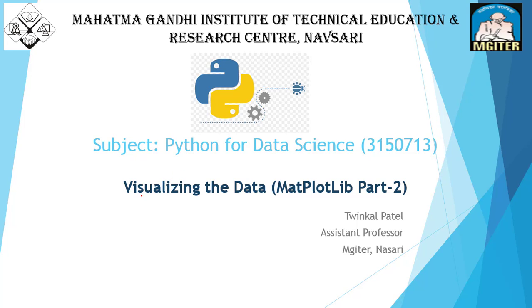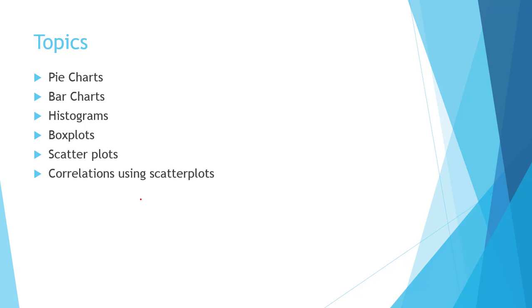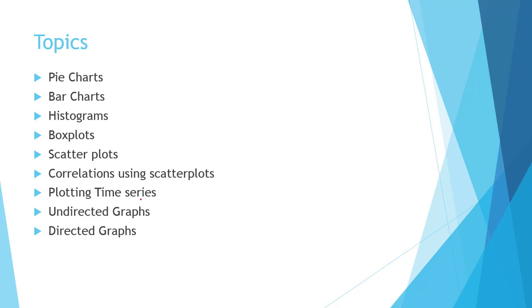This video lecture is about visualizing the data, Matplotlib Library Part 2. In the previous session, we have discussed how to draw axes, how to plot single line, multiple line, how to label the axis, limit the axis, how to give a text on the axis, how to give legends to the axis. So in this video lecture, we will see pie chart, bar chart, how to draw histograms, box plots, scatter plots, correlation using the scatter plot, how to plot the time series, undirected and directed graphs, and how to plot the geographical data using the Matplotlib library.